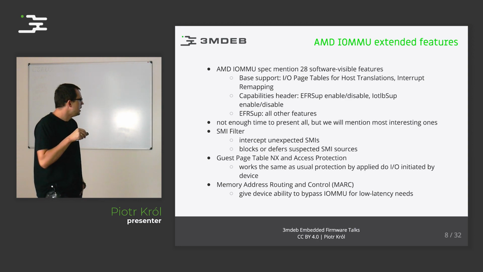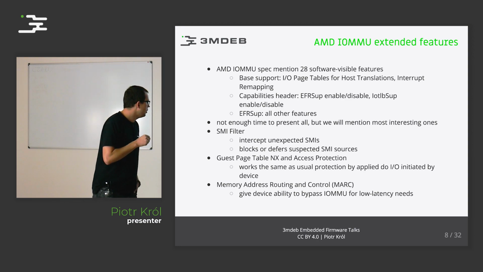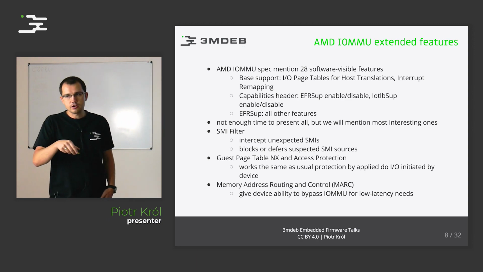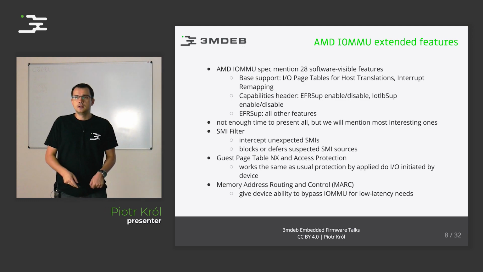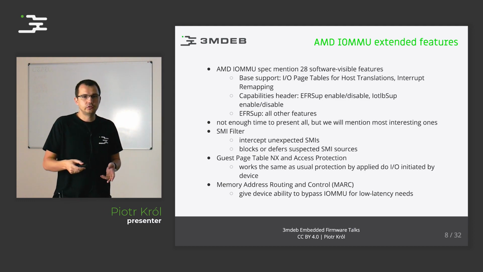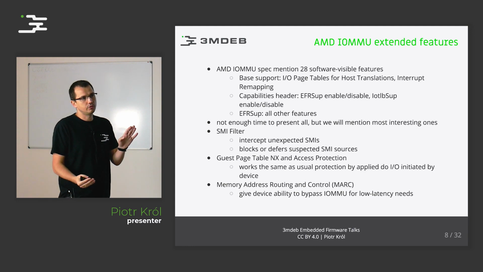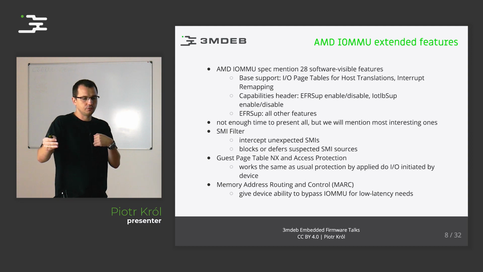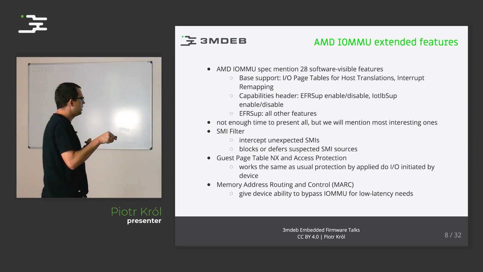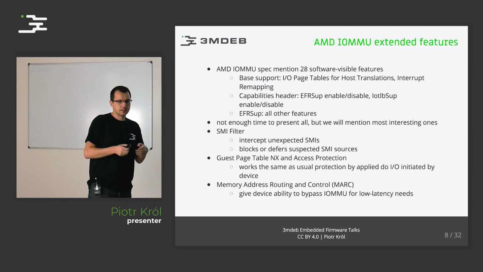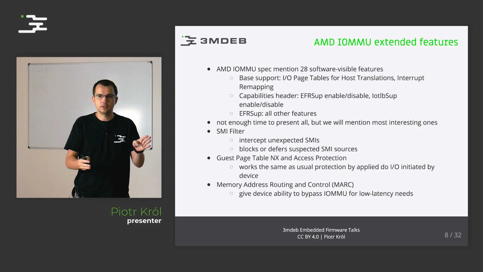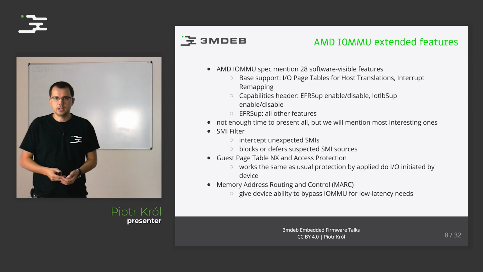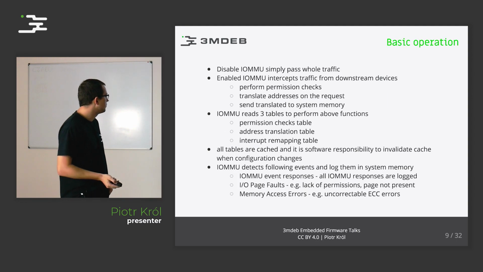And there is something called memory address routing and control. Because we talked last time that IOMMU may cause performance drops, we may want, for some devices, for some regions of memory, to not have this conversion from device virtual address to physical address. That's why we have this feature which we can say, okay, this range will not be translated and it would be directly accessible, despite IOMMU being enabled and configured for other devices.